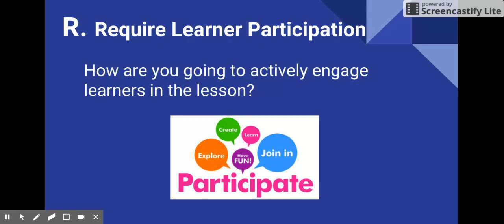R, require learner participation. How are you going to actively engage learners in the lesson? This needs to be specific and not just that they will sit and listen to instruction. Think pair shares, specific note taking, group discussions, smartboard interactions are all examples of how to get students to participate during lessons.